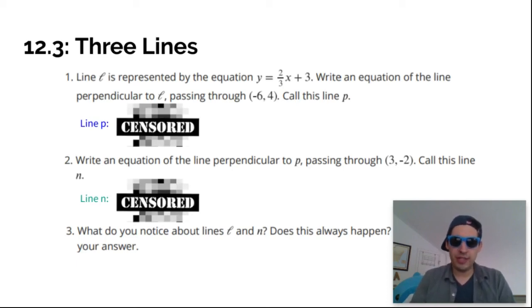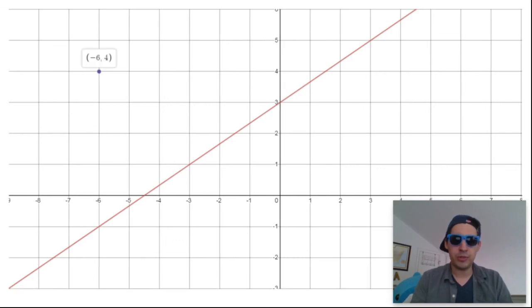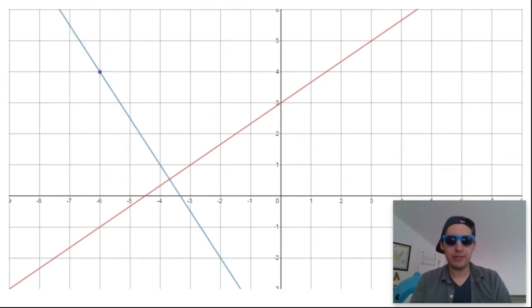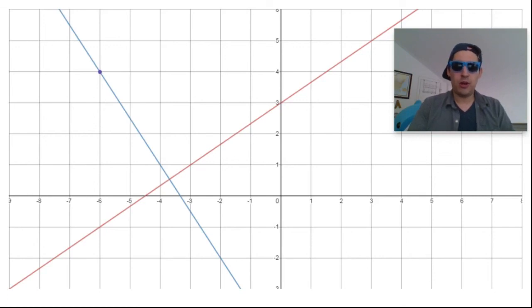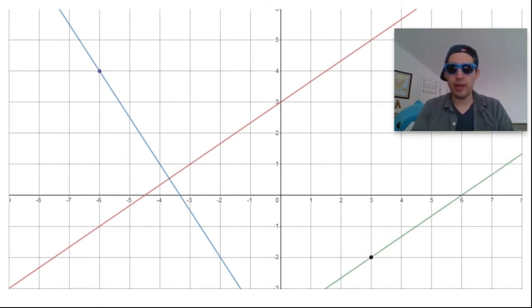But in case you don't really see the relationship yet, let's take a look at their graphs. Here we have line L, and the first question was asking us to write an equation of a line that's perpendicular to line L and goes to the point negative 6, 4. When graphing that, it looks like this. The next question asks us to draw a line that's perpendicular to the blue line and goes to the point 3, negative 2. When graphing that, that looks like that. And we can see that the green line and the line we started with are parallel to each other.